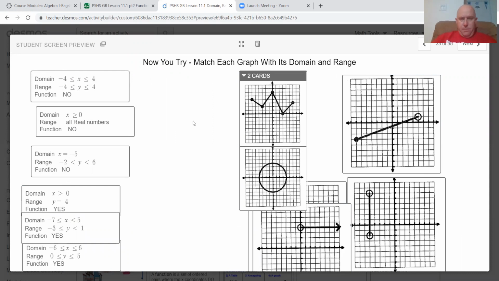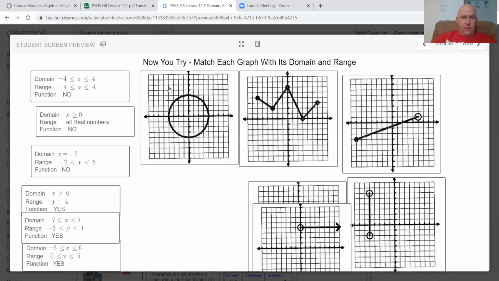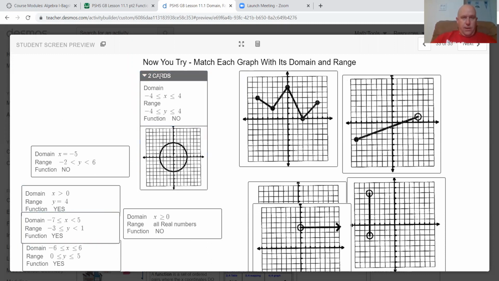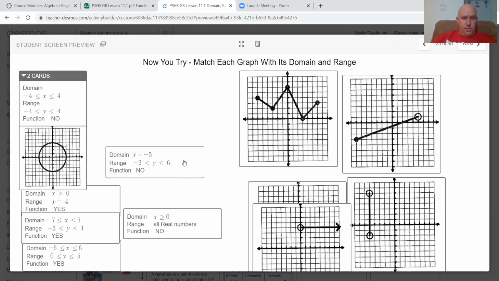So I'm trying to look for the domain between -4 and 4. 1, 2, 3, 4. Oh, that looks good. This is definitely -4. The y values is between -4 and 4. And it's not a function because of that vertical line test. So it looks like I found my first option straight away. So I'm kind of happy about that because I was kind of running out of space a little bit straight away.